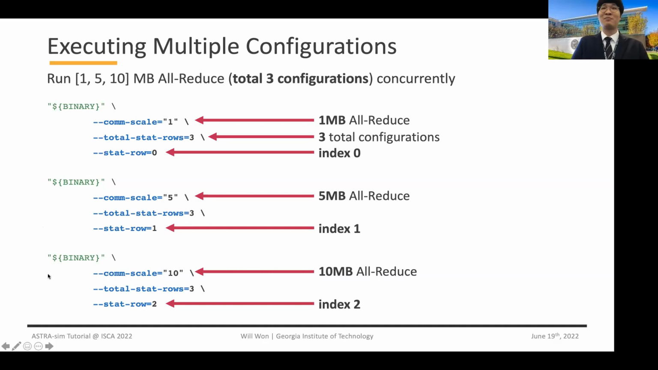And for each run, I give them an index, basically an ID, starting from 0. That's why the configurations have stat row 0, 1, 2. Because I want to test 1, 5, and 10 megabyte all-reduce, just as I did before, I don't change any file. I just change the communication scale to 1, 5, and 10. When I run those 3 configurations, they will run 1, 5, 10 megabyte all-reduce and store it in a single result CSV file.